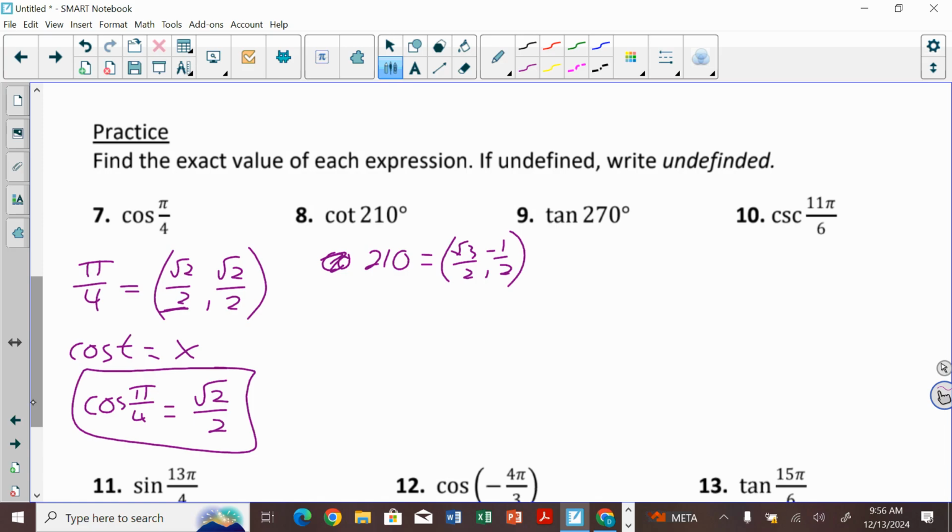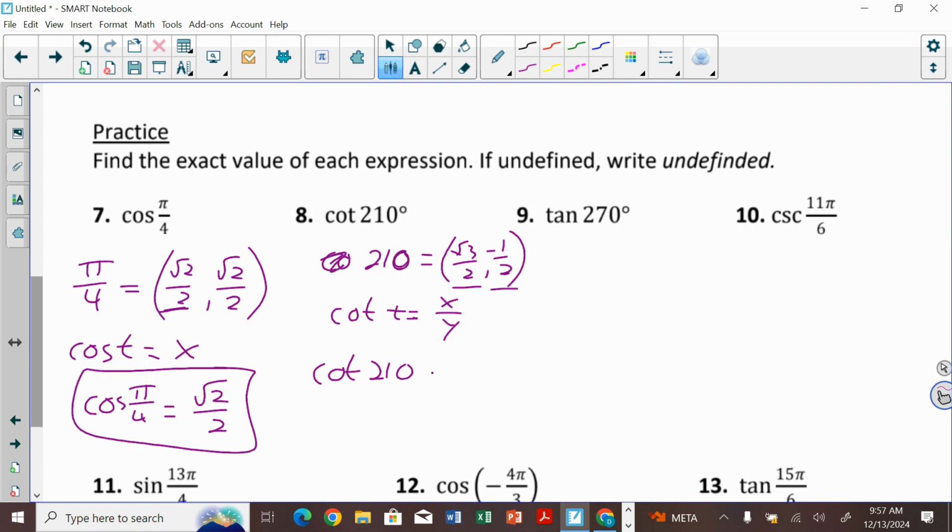Okay, so we're using basically those unit circle values, those exact values that we did on the first page of these notes. And now I look at cotangent of t is x over y. So I'm just going to take this x value and put it over this y value.